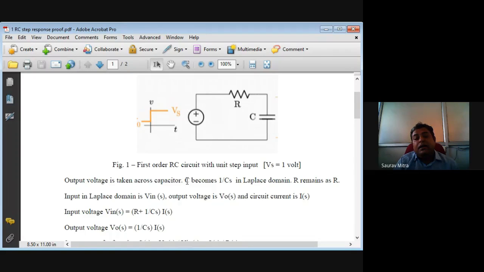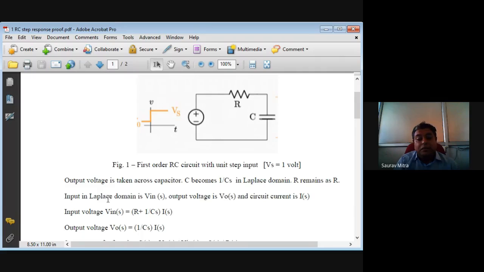Now in Laplace domain, the C becomes 1 by Cs, and this s is small. Okay, this is Laplace domain s, and R remains R. So that is what is written. If you write C, that means circuit is in time domain. If you are writing it in Laplace domain, I have to write 1 upon Cs. And this resistance will remain as resistor R.